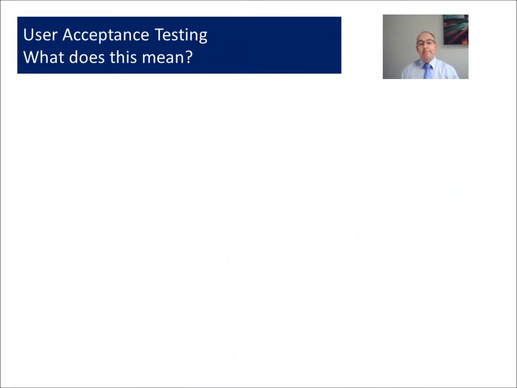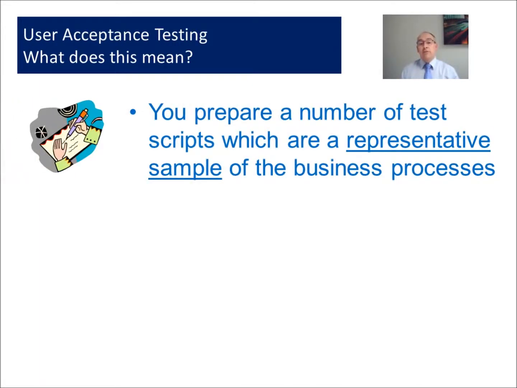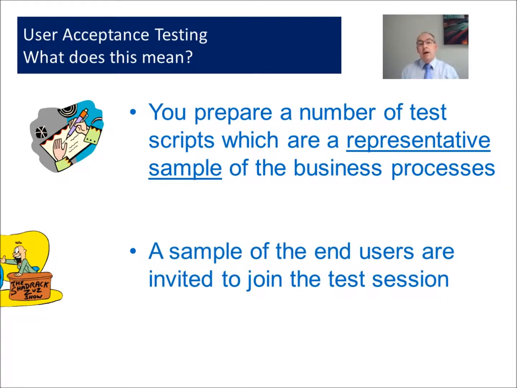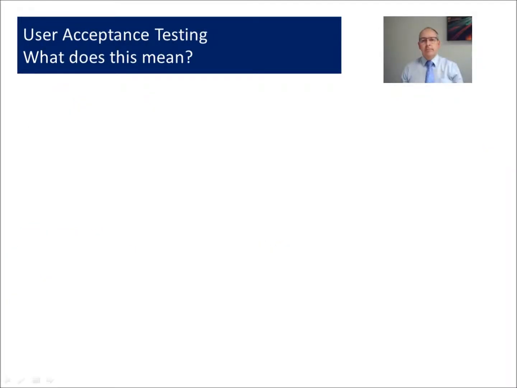The theory is great. What does this mean to us? Well, the first thing is that the project assurance role, perhaps members of the end user community, need to prepare a number of test scripts that provide representative sample processes to be tested from the system. And we invite a sample of the end users to join the test session so they can get involved in testing and provide their feedback.